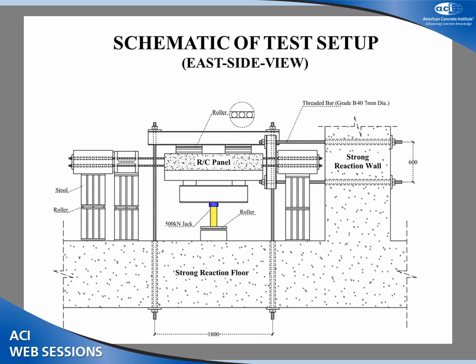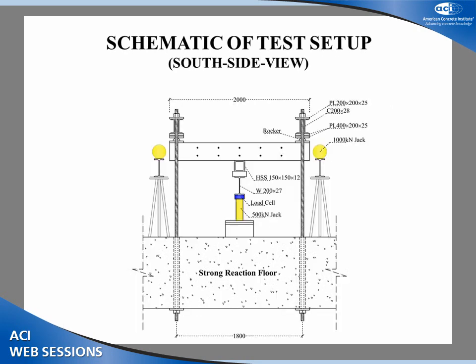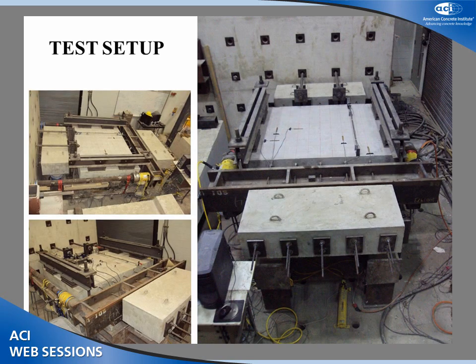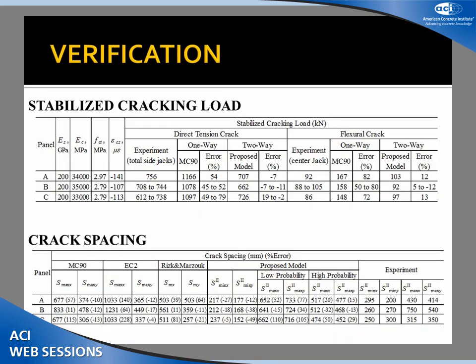You can see everything is free to slip, and one side is fixed to the strong wall, the other side is pushed. So in this direction we have tension. In the other direction we have bending because of this center jack pushing upward, and the two ends of the panel are fixed to the floor. This is showing an image of the test setup.